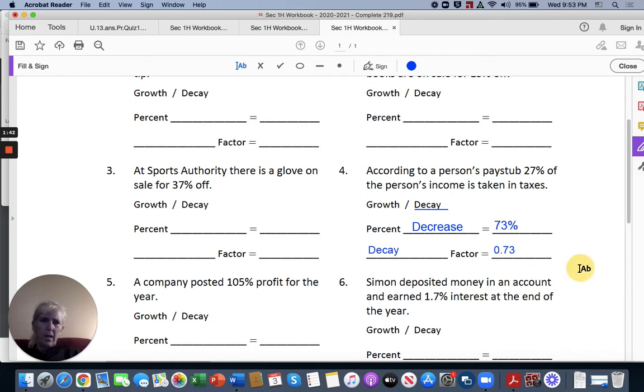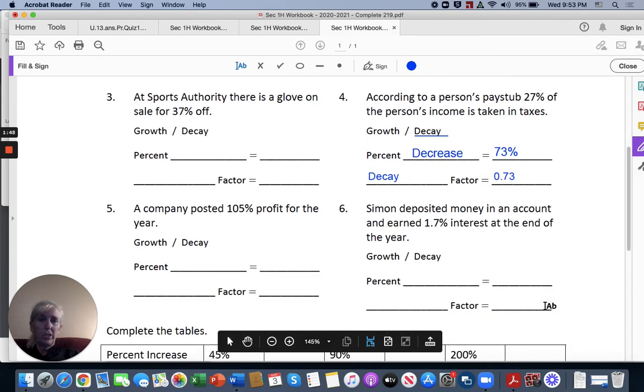I may need to get a worksheet for you because there's not too many problems here, and I want to make sure you get a lot of practice with that.